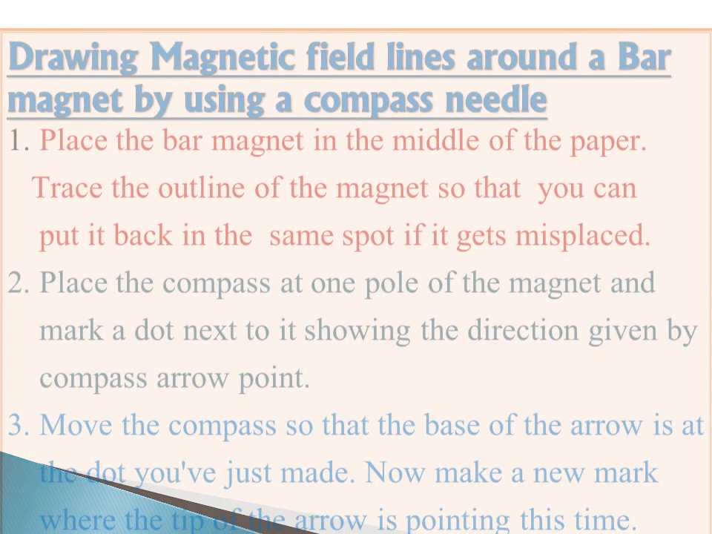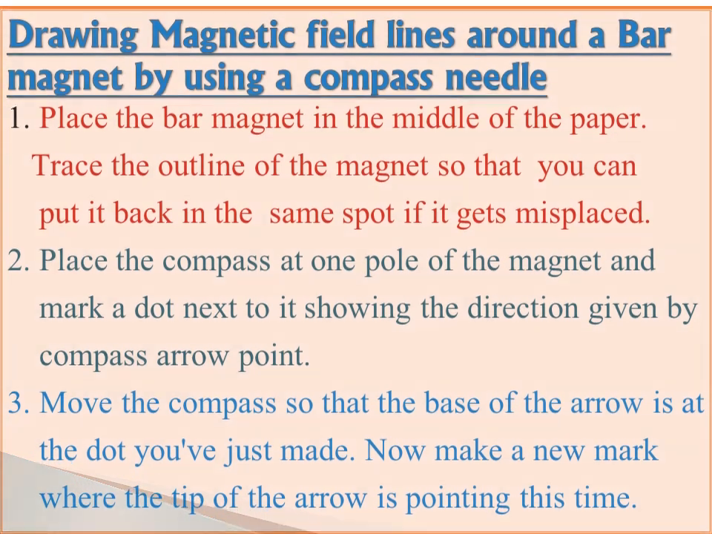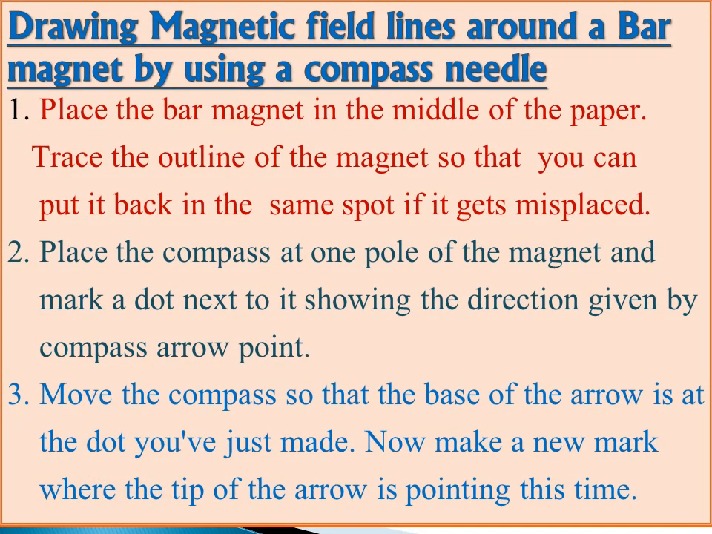In the second method, we can draw the magnetic field around a bar magnet by using a magnetic compass needle. For that, we have to place a bar magnet in the middle of the paper. Trace the outline of the magnet so that you can put it back in the same position if it is misplaced.